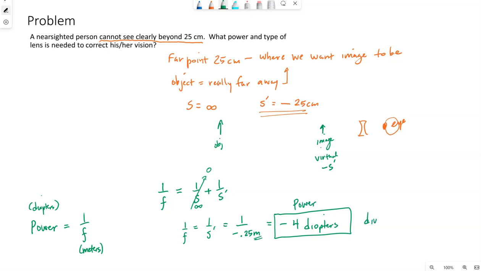We need a diverging lens to bring that image closer to us than the object being far away, to create an image closer to us that we can see. A converging lens, when used as glasses, reading glasses, creates its image farther away. So a diverging lens is what is needed.